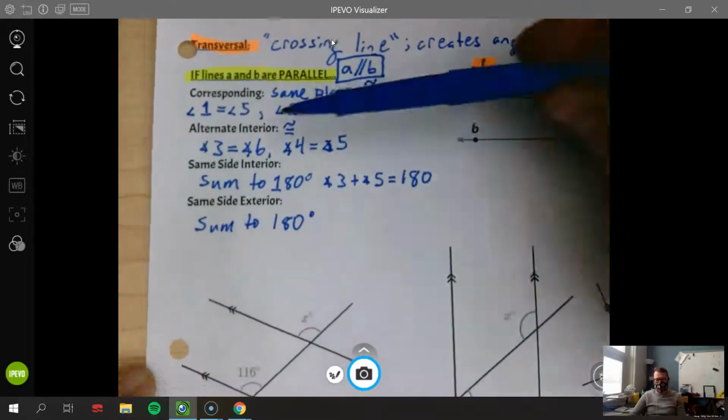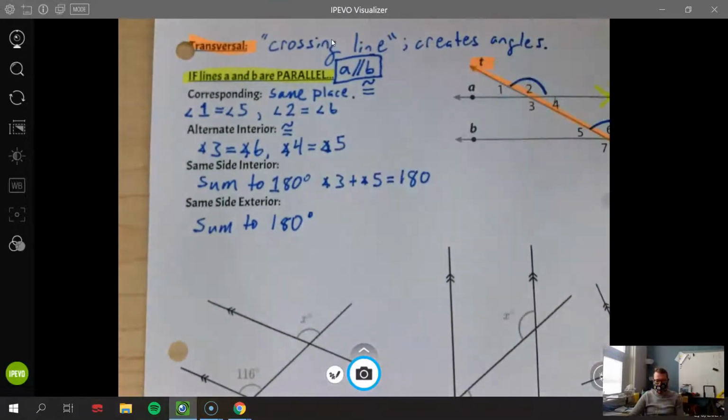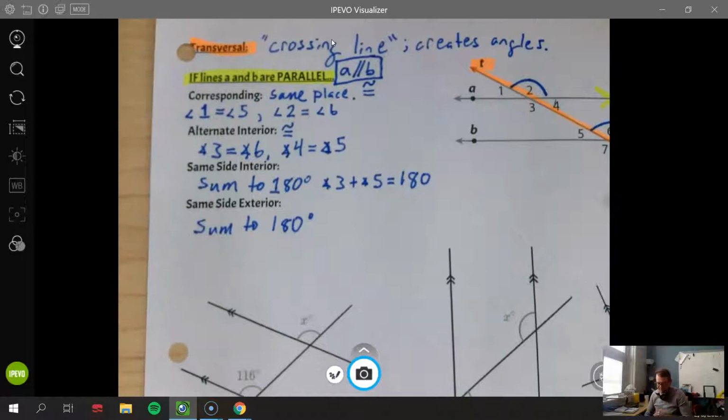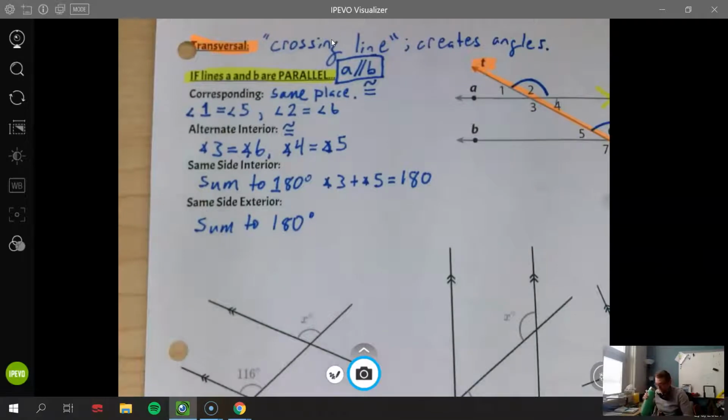Can anyone think of an angle relationship I didn't list here? There's one more that we need to talk about. We want a pair. So we did alternate interior, same side interior, same side exterior, alternate exterior. Write it down, please. Try to see if you can figure out what the relationship is. There is also alternate exterior.